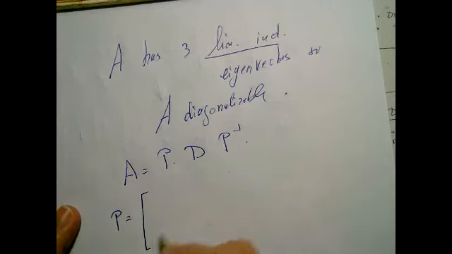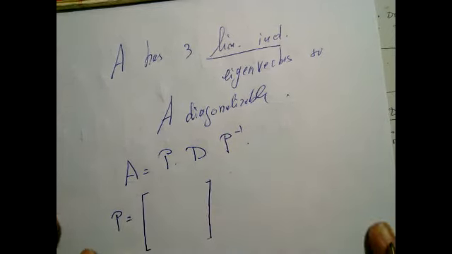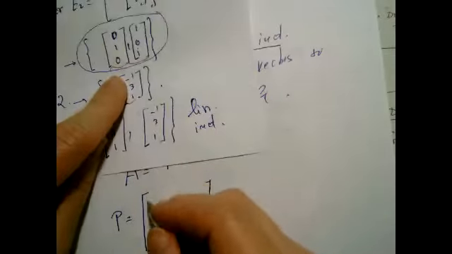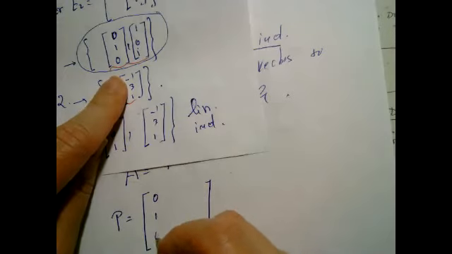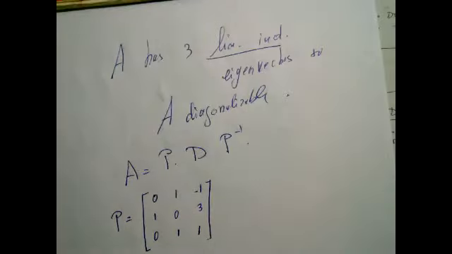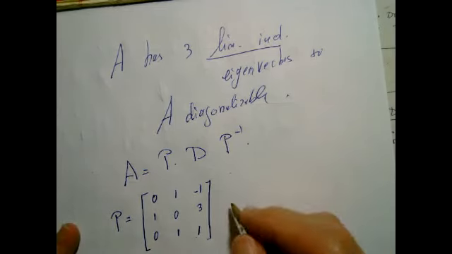The P is the matrix whose columns are those eigenvectors, which are 0, 1, 0, 1, 0, 1, and -1, 3, 1. Those are linearly independent. And because they are linearly independent, as it's easy to check, as I told you, this matrix will be invertible. Otherwise, we cannot really find its inverse. What's the D?